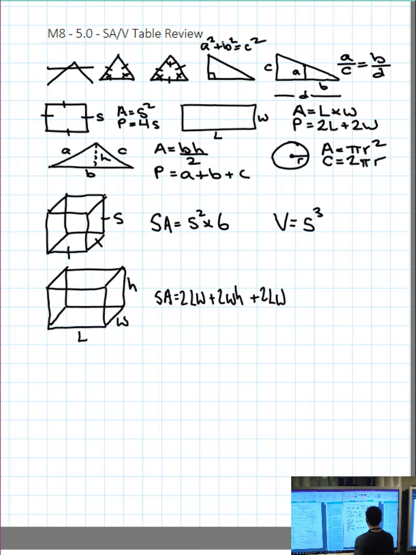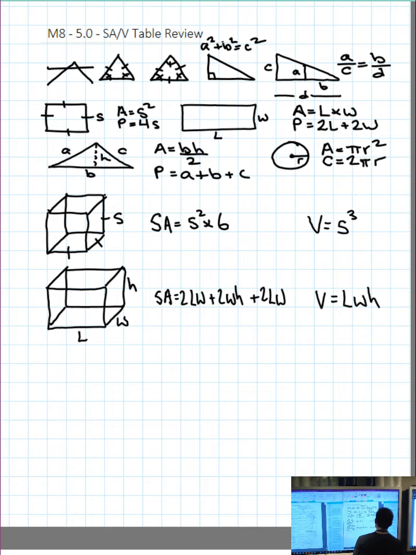And the volume is simply V equals LWH. I hope that all your things are lined up. I'm going to move the volume formula a little bit off to the right so everything is all lined up, and I'll try better.